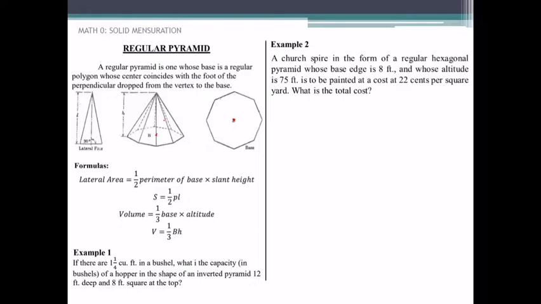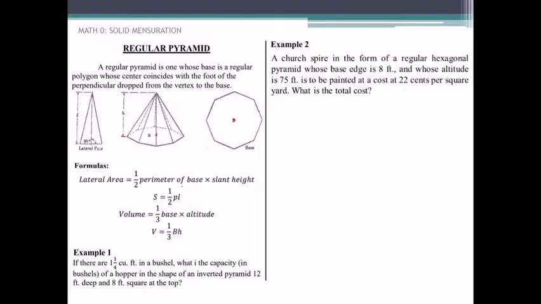Okay, so still the same. Ang kanang drop nato from the vertex to the base, the perpendicular drop from the vertex to the base is your altitude or height of the pyramid. So ang ato ang lateral faces are equal triangles. So kani siya regular polygon ang ato ang base. Okay, we have here the formulas. Lateral area is equal to 1/2 the perimeter of the base times the slant height. So we have this formula.